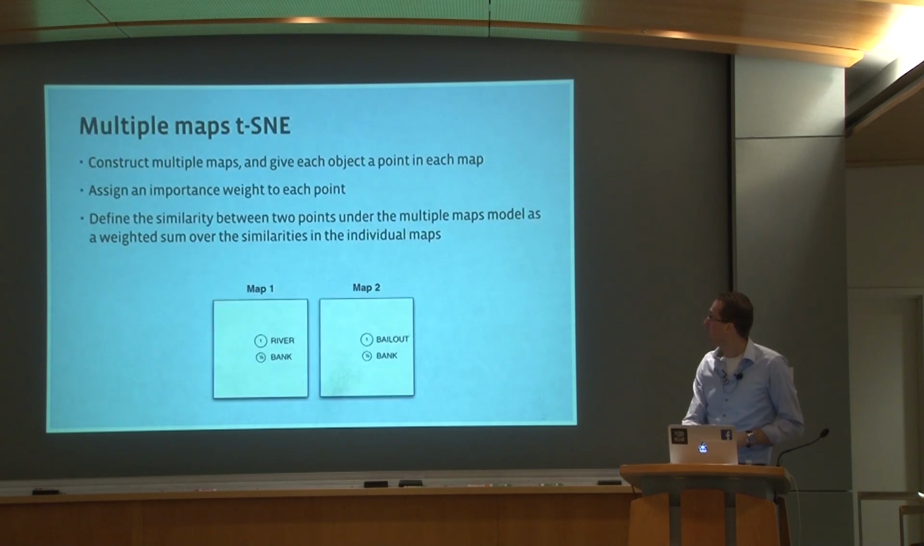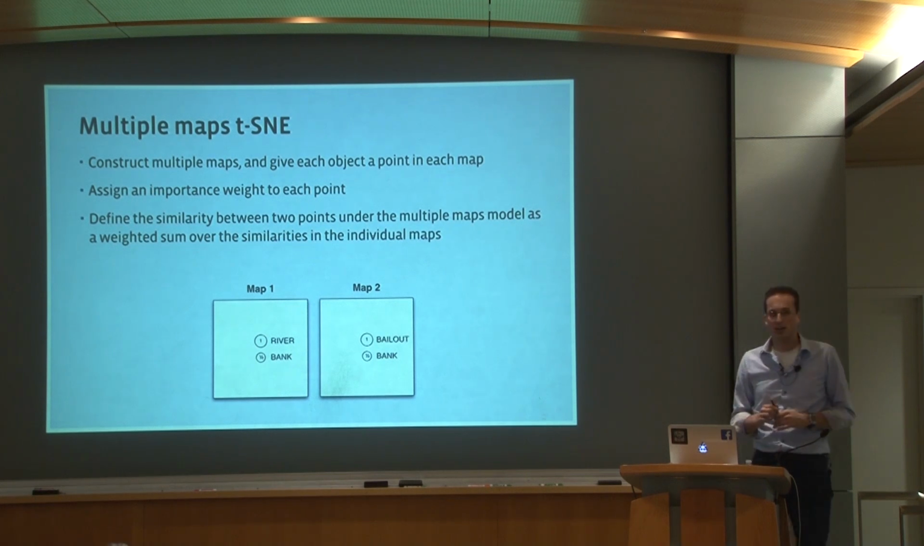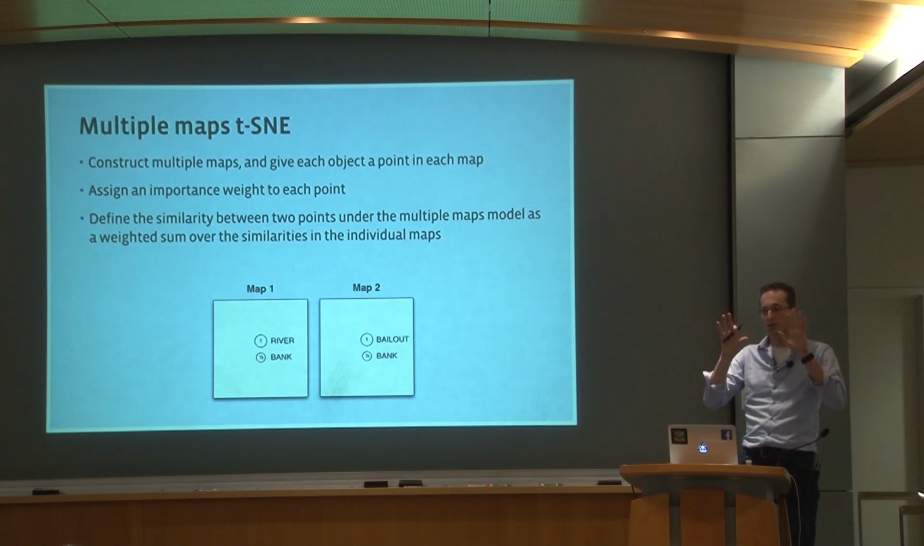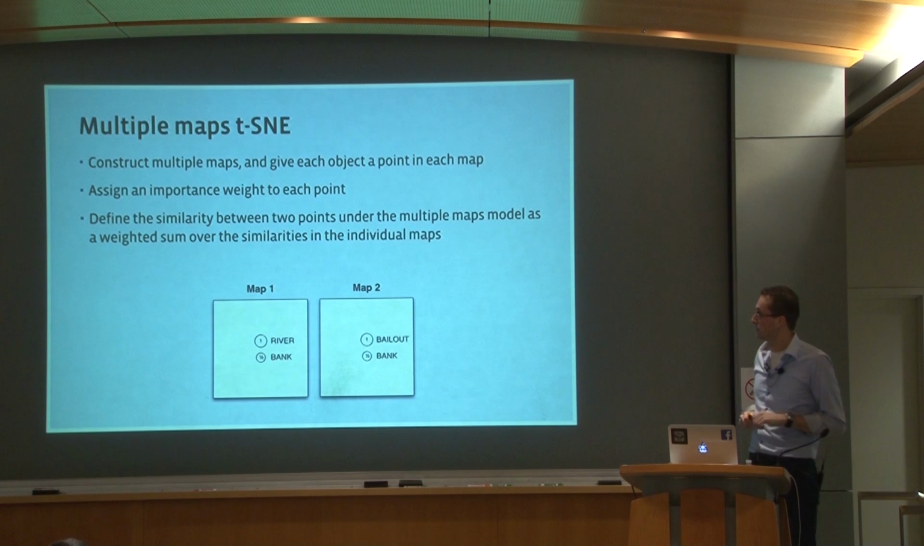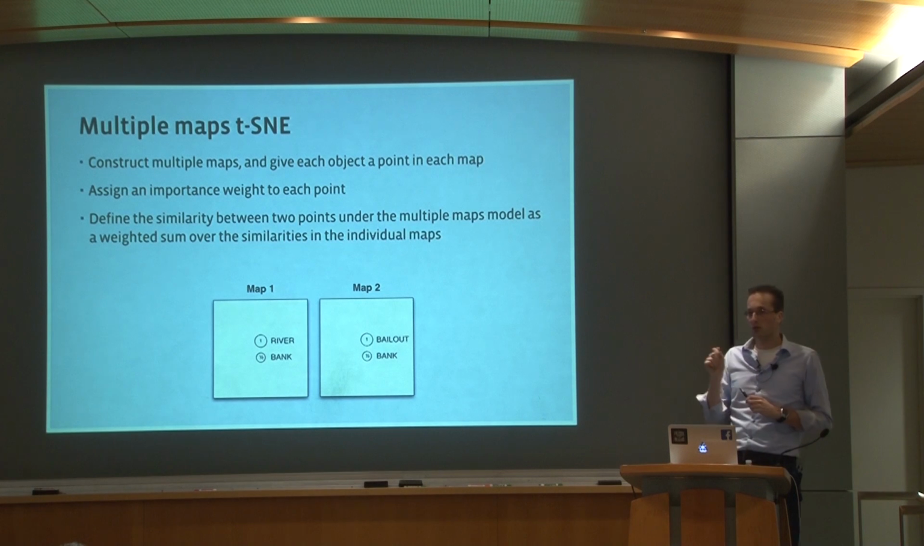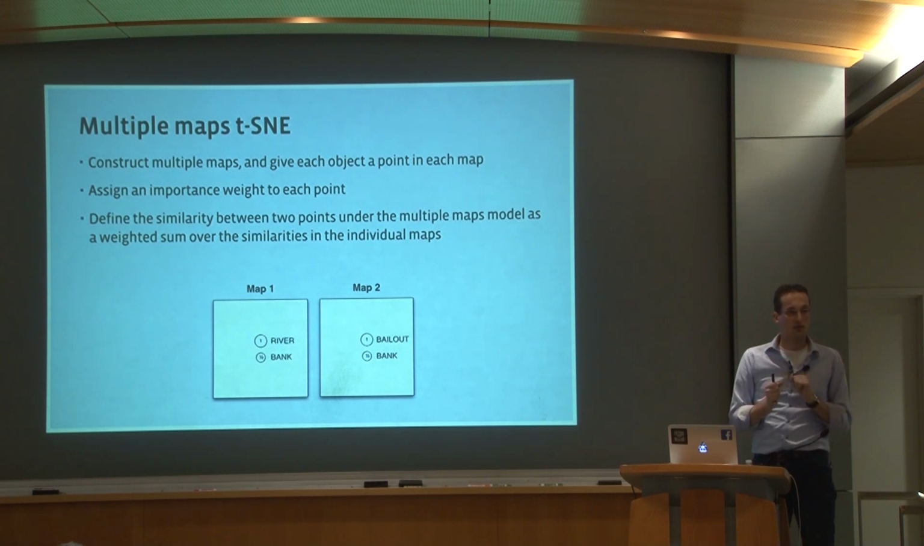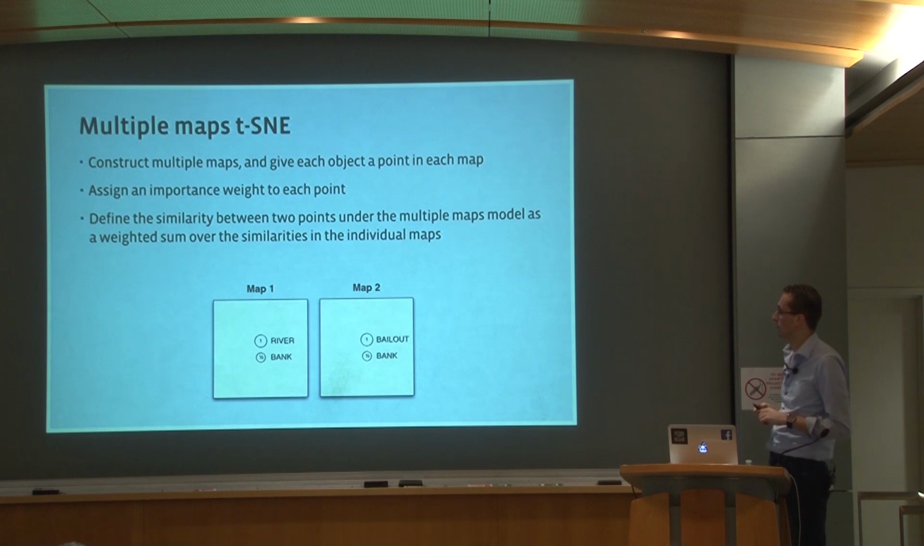One solution that we worked on is something that we call multiple maps t-SNE. The idea is as follows. Instead of learning one map, we're going to learn two maps, simultaneously. We're going to give each word a point in each of the maps, but we're also going to assign a weight to each word in each of the maps. Now we're going to optimize both the locations of the words and these weights. And now all of a sudden I can represent these similarities appropriately.